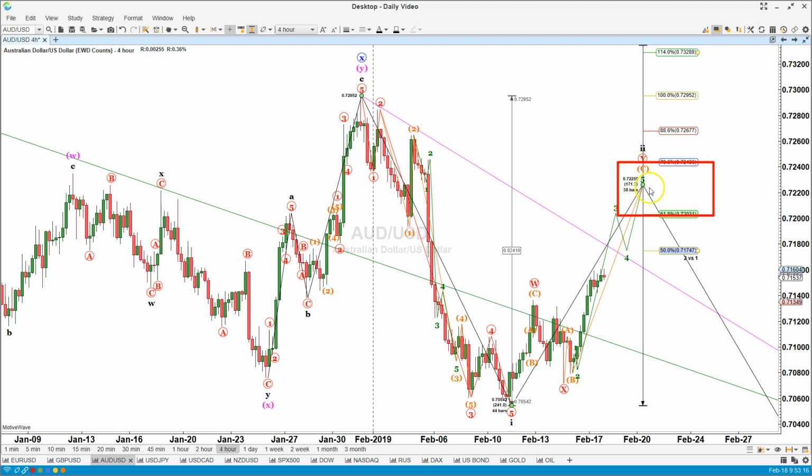And once the wave 2 is over, we are going to plan a short trade to target at least the previous low. So first of all, a buy trade, then a short trade on the Aussie. Let's get ready for this beautiful setup.